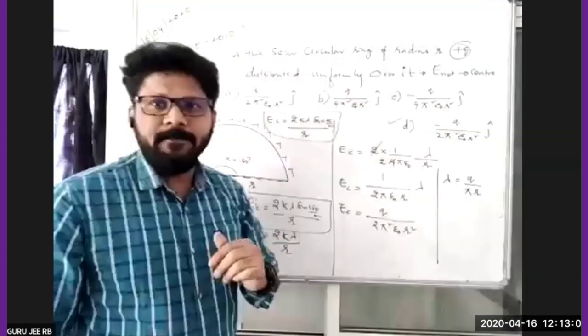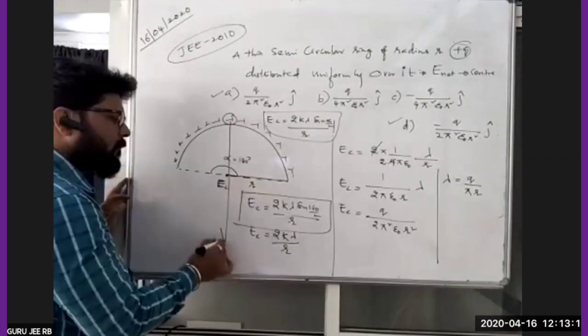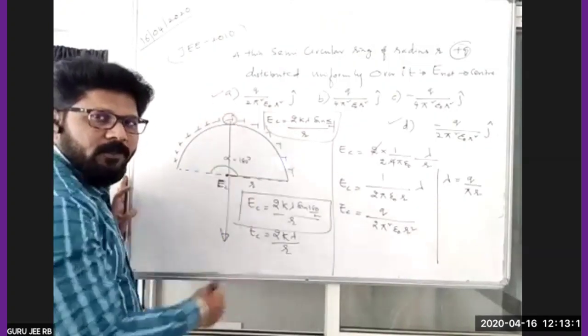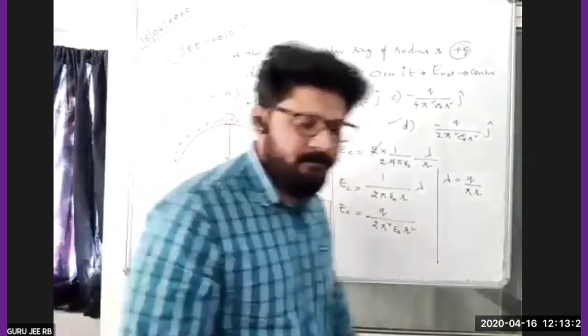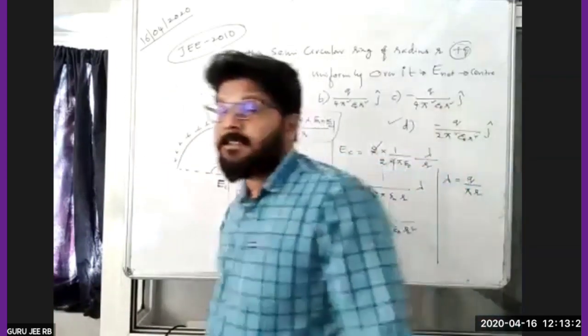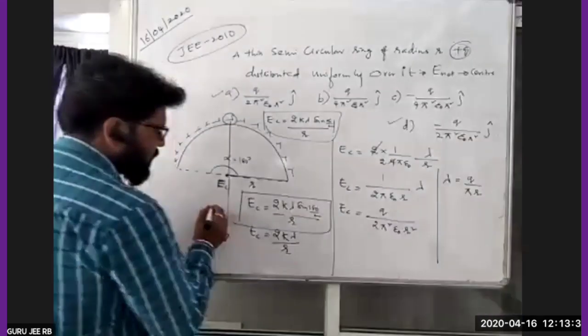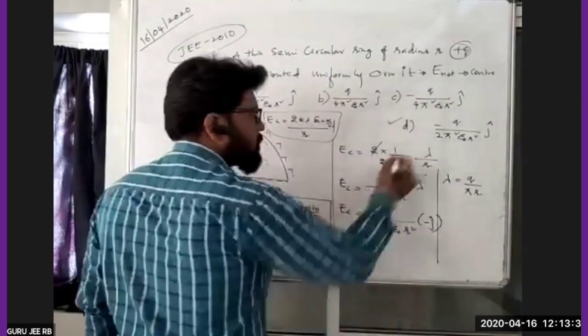Magnitude तो same है. Direction चाहिए. Direction बोले तो always for a positive charge it is away from the positive charge. Yes or no? Away from the positive charge. Downward direction बोले तो minus j cap. Minus j cap. So this is nothing but minus j cap. Right. So this will be the answer.